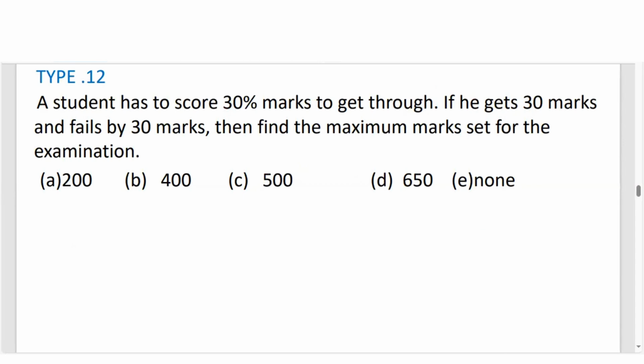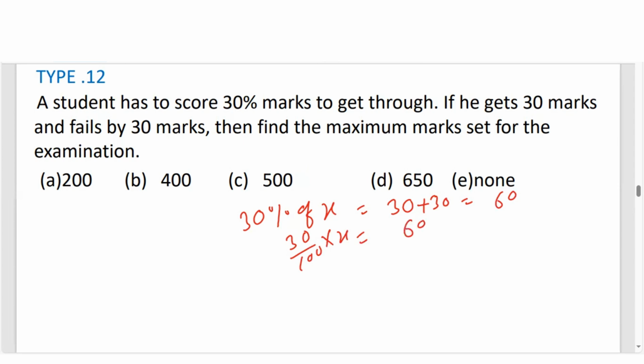So first we find the basic concept. The student has to score 30% marks. So suppose the total marks are X. So 30% of X is what he needs, that means he becomes pass. When he gets 30% of the total marks, he will pass. So 30 marks gotten and 30 marks failed by. So we have to add this 30 plus 30. For passing, he needs 30 plus 30, that is 60. So 30% of X means 30 by 100 into X, and this is 60.